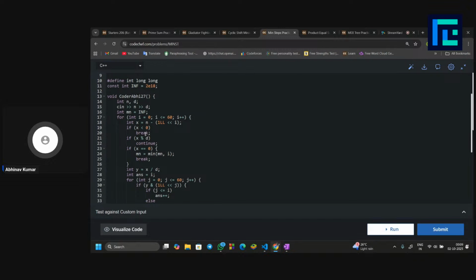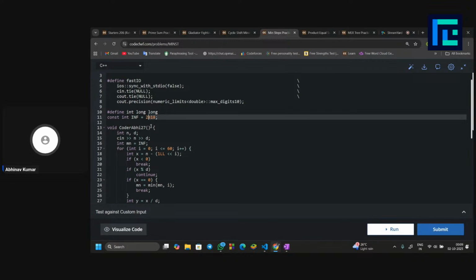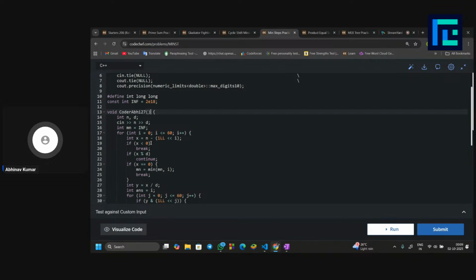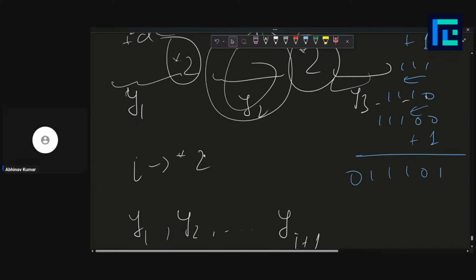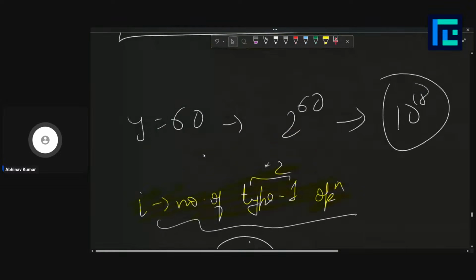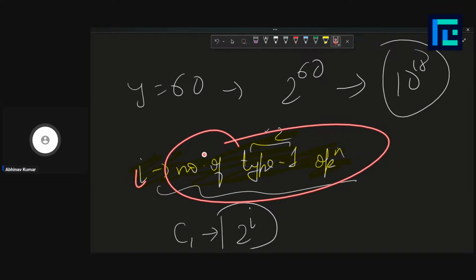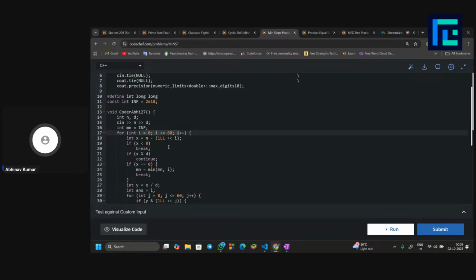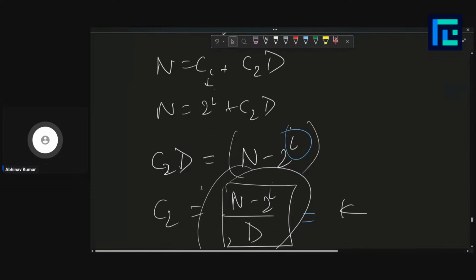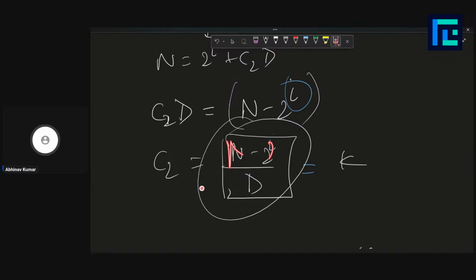So if you look at the code, I initialize my minimum value with some infinity. If it remains infinity, I'll print -1. Okay, so infinity is 2 to the power 18. Okay, I iterate through all the possible values of I from 0 to 60. Every time I'll fix that the number of type 1 operations is I. So if I fix the number of type 1 operations, the k that I was trying to find, my answer was n minus 2 to the power I.